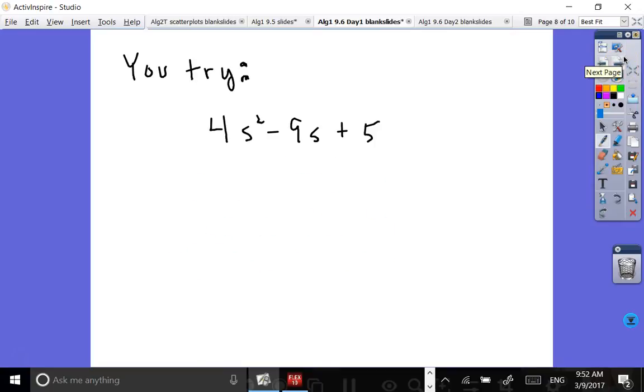Okay, last one. Last slide. To do it like this, let's just say that we know that the last terms are going to be -1 and -5. And now we're going to be guessing on the first term. Should it be 4s and s, or 2s and 2s?